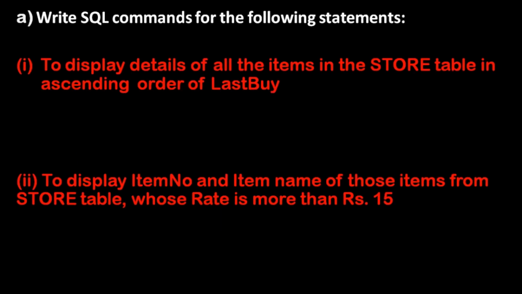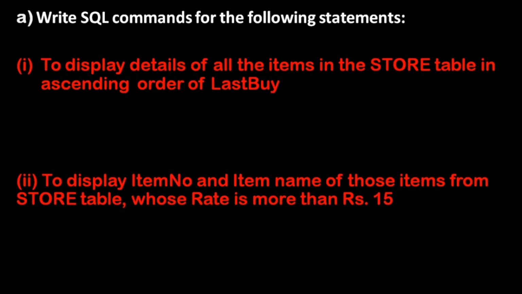We have the queries now. Write the SQL command for the following statements. Statements are given and you are asked to write the SQL commands. First one: to display the details of all the items in the store table in ascending order of last by. Here I am going to use only one table. The name of the table is store, and we are going to arrange it in ascending order of last by. Last by is the date when they last purchased that item. So details of all the items have to be displayed, so we are going to use the asterisk operator.